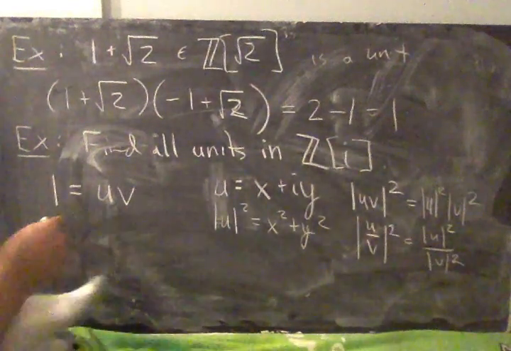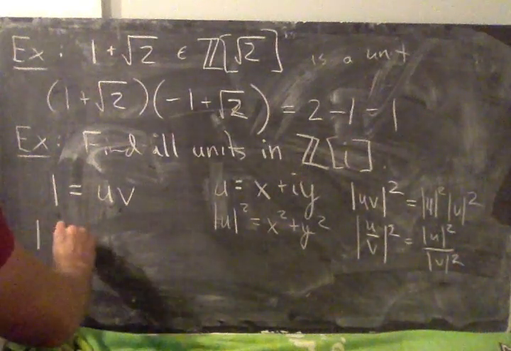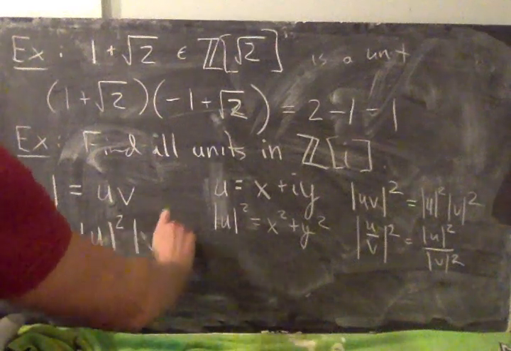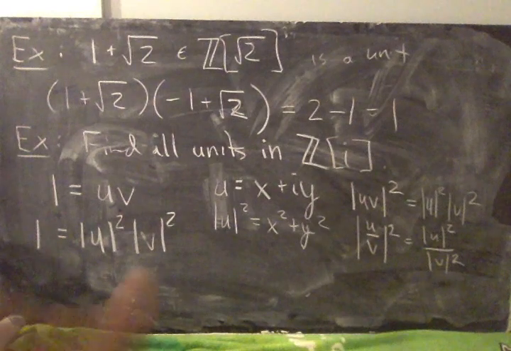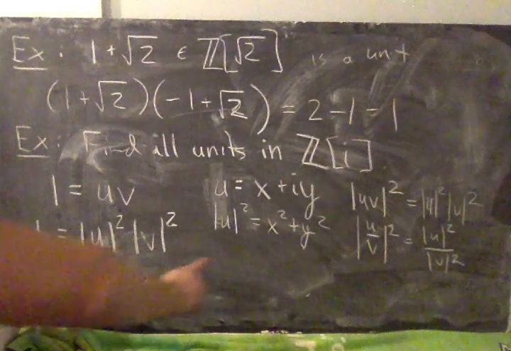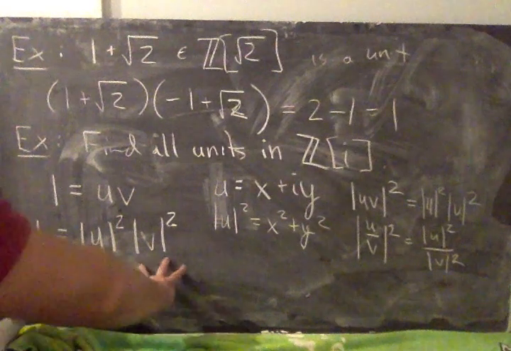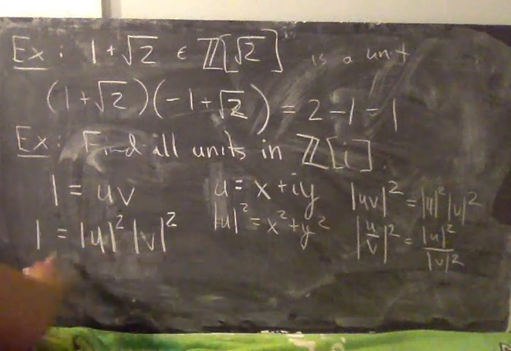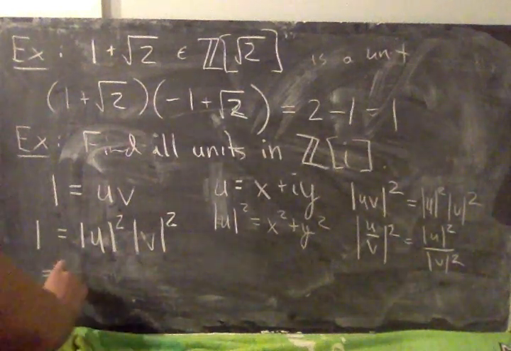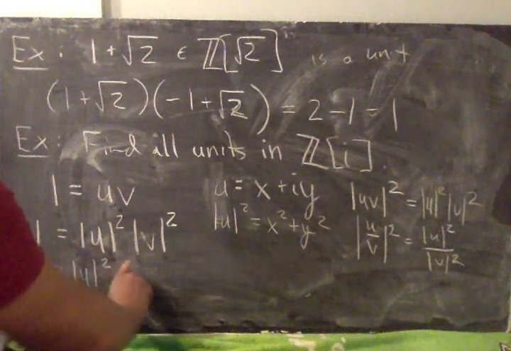So applying the norm here, 1 is a complex number, 1 plus 0i, so its norm is 1. So norm squared is 1, so we get 1 is equal to norm squared u times norm squared v. But if you think about this, we're in the Gaussian integers, so the norm squared here is the sum of squares of integers. So this is an integer, and this is an integer, and they're both non-negative. So the only non-negative integers which multiply together to be 1 are 1 and 1. Nothing else works, because these have to be non-negative. So this implies that norm squared of u is 1.